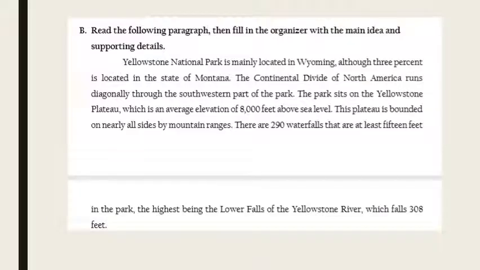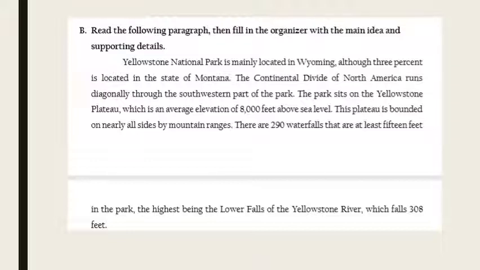Comprehension worksheet. In the comprehension skill part, read the following paragraph, then fill in the organizer with the main idea and supporting details. Here you have to fill the organizer on the next slide with the required information. Yellowstone National Park is mainly located in Wyoming, although 3% is located in the state of Montana. The continental divide of North America runs diagonally through the southwestern part of the park. The park sits on the Yellowstone Plateau, which has an average elevation of 8,000 feet above sea level. This plateau is bounded on nearly all sides by mountain ranges.